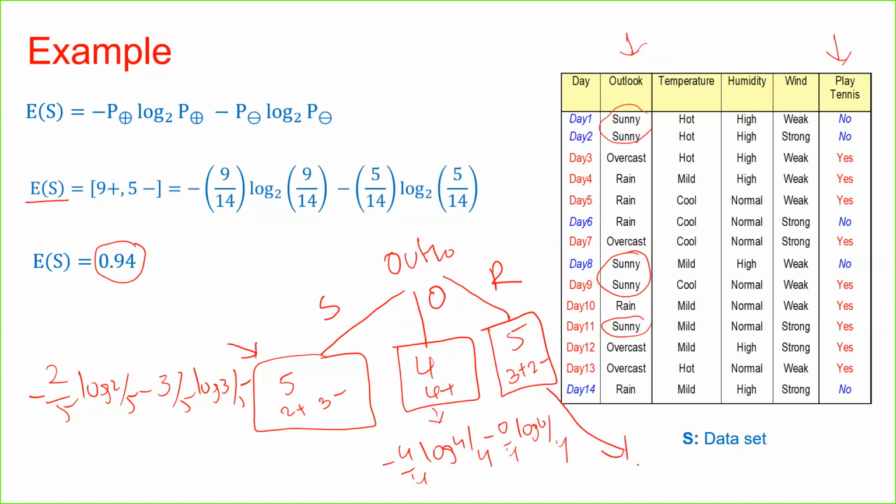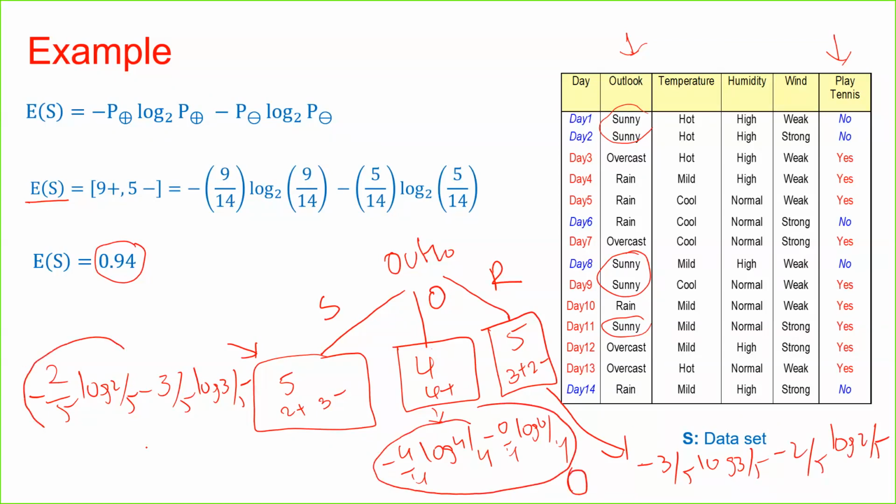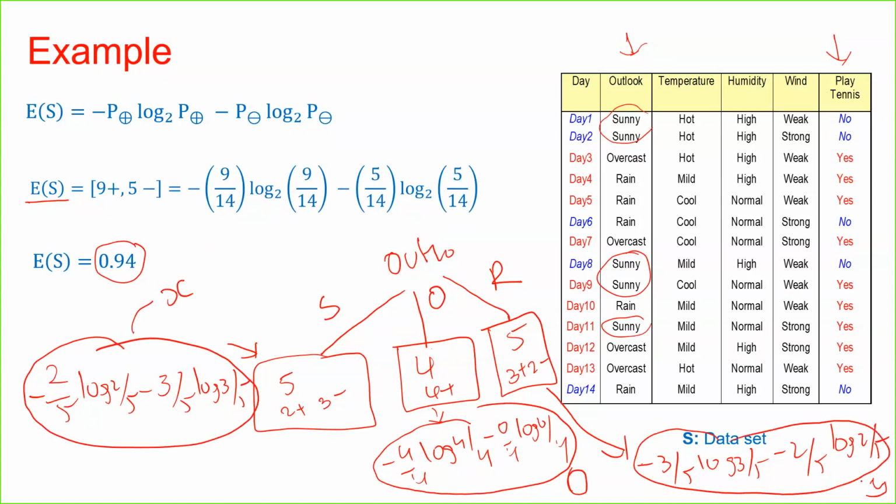Similarly here, minus 3 by 5 log 3 by 5 minus 2 by 5 log 2 by 5. Okay, so this is anyhow 0. Let us take this first one as some x value, we don't know what it is, and let us say this other one is y.